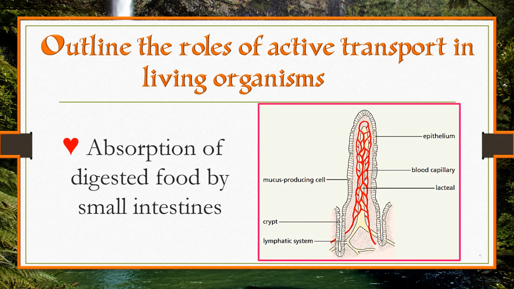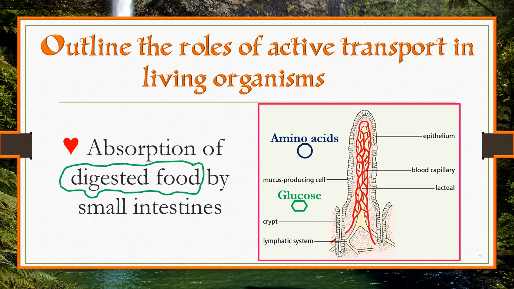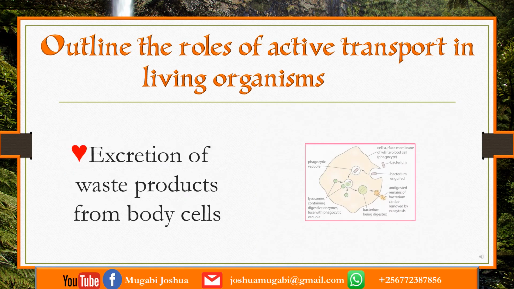Then we have looked at the absorption of digested food by the small intestine, where digested food is absorbed into the blood capillaries. The amino acids have been digested, glucose has been digested, and we have fatty acids and glycerol. The amino acids will be absorbed into the blood capillaries, and glucose will be absorbed into the blood capillary, while fatty acids and glycerol will be absorbed into the lacteal, and thereby active transport is involved in the absorption of digested food in the small intestines.